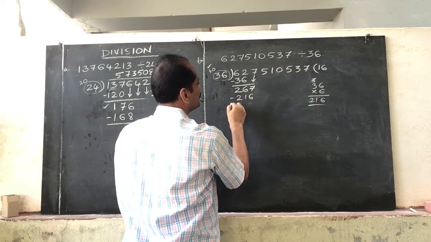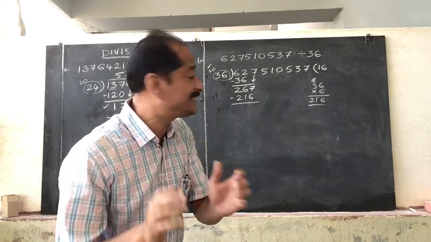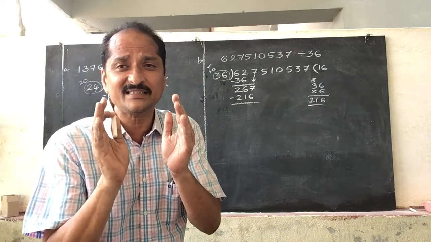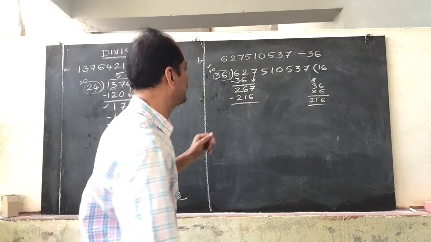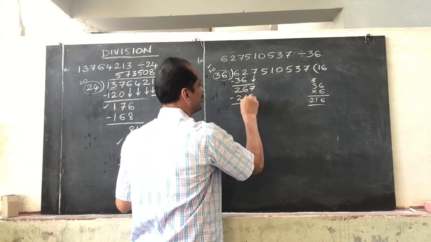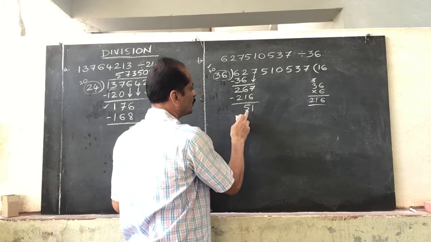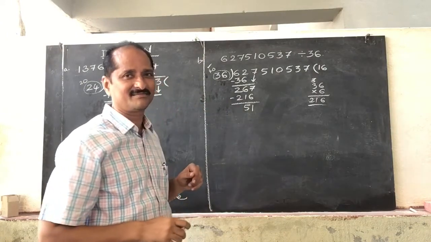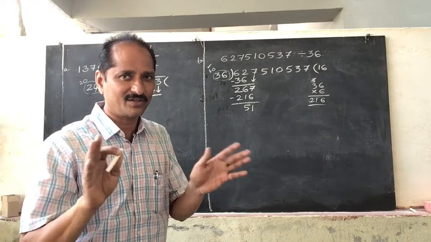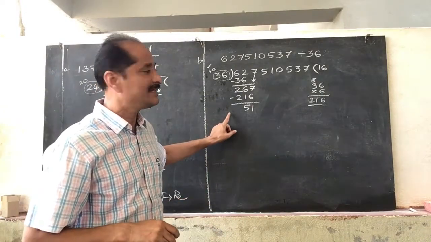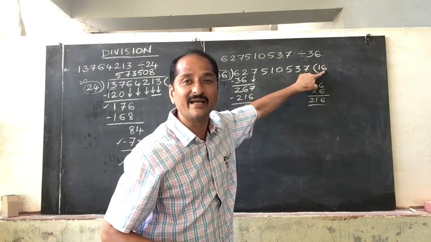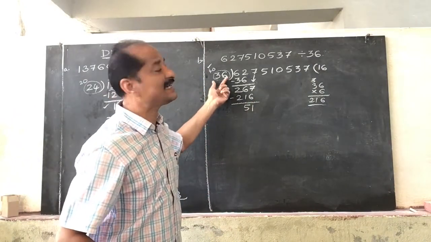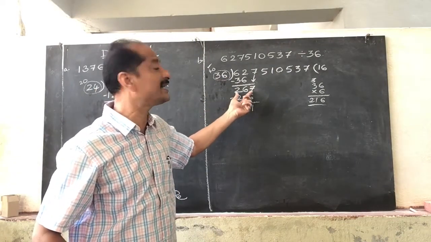Now how much remainder should we get? The remainder should be less than 36. Then only our step is correct. If the remainder is not less than 36, our step is wrong. Now check. 7 minus 6, 1. 6 minus 1, 5. 51. So okay, the remainder is 51. 51 is more than 36. Now is this step correct? No, this is wrong. That means it may not only go 6 times, it may go one more time. That means there may be 7 thirty-sixes in this 267.